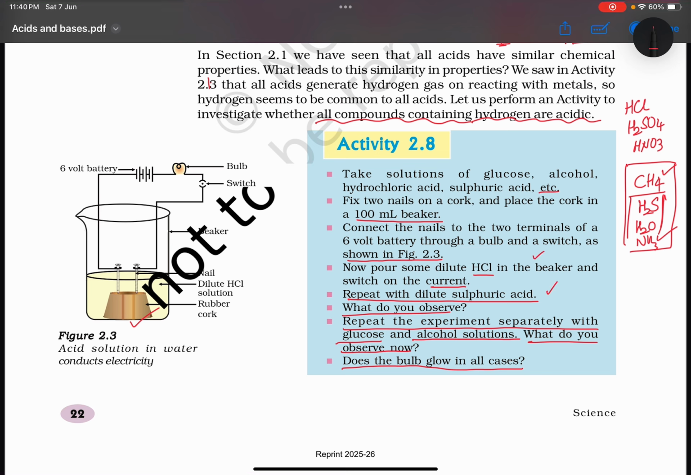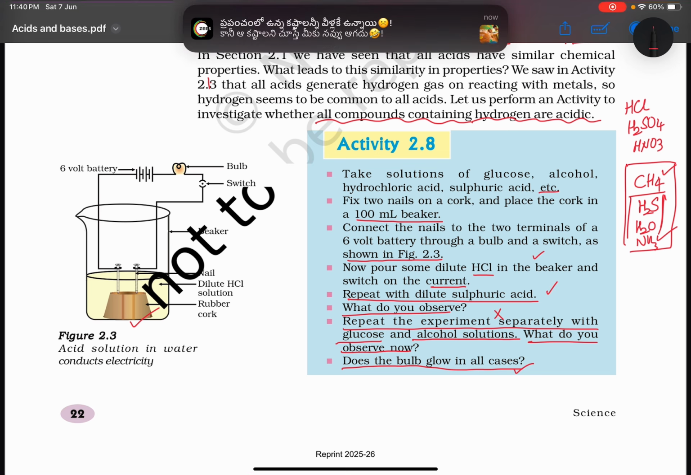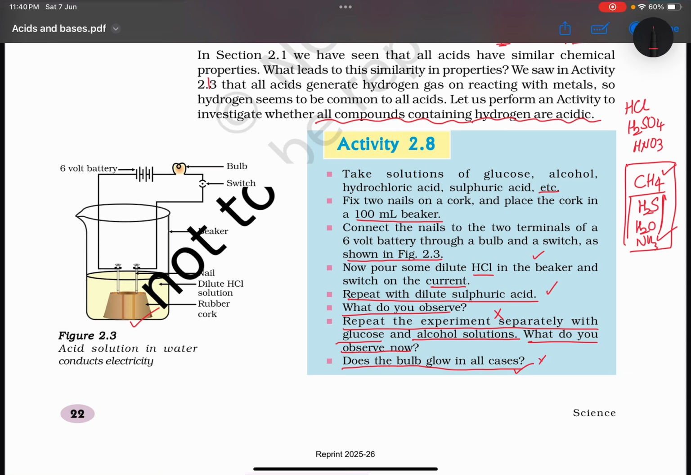In the first two cases it will glow. In the next two cases it won't glow. The reason is very simple. Glucose and alcohol are not acids, even though they contain hydrogen. Alcohol is generally C2H5OH, and glucose is C6H12O6. They have hydrogen, but they do not release any H plus ions. So they are not acids. So what are acids? HCl and H2SO4 type. If a substance contains hydrogen, it doesn't mean that it is an acid. Fine, this is the experiment.